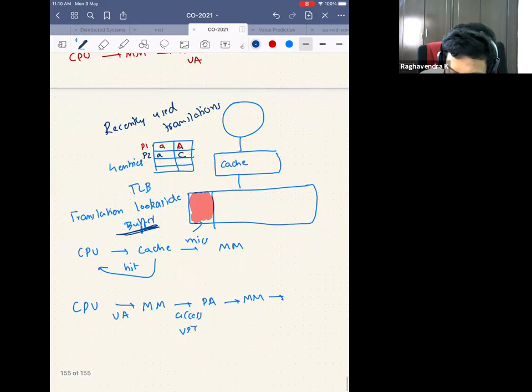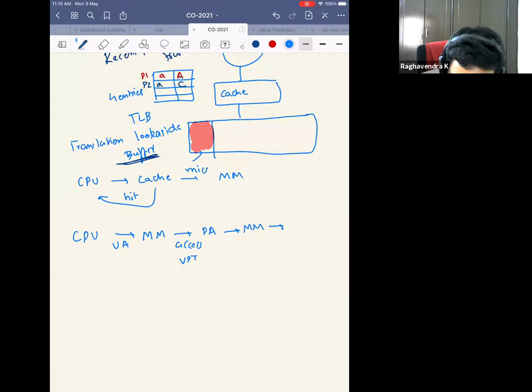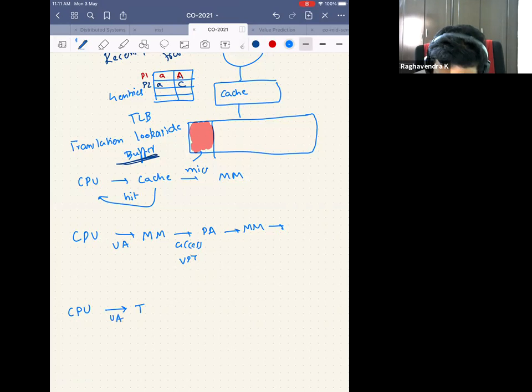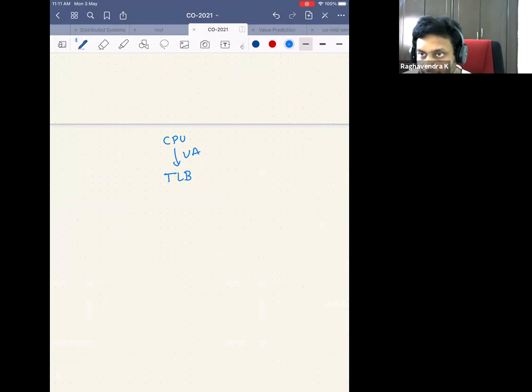So now, can you tell me what should I access first? The CPU has generated an address. What should I access first? The TLB. Yeah, TLB, yes, right. So I generate a virtual address, and I access the TLB. Okay. So now let's see the access. The CPU generated a virtual address, and now I access the TLB. I hope everything is clear now. Now there is a chance that it's a hit in the TLB or a miss in the TLB.